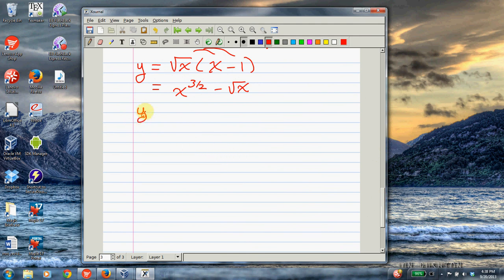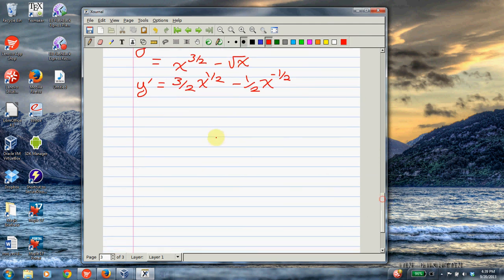Now let's find y prime, which is equal to 3/2, and take 1 away and it becomes 1/2, minus 1/2 times x to the minus 1/2. See why that happened? That's because the radical is the same as the 1/2 power. And that one's done.